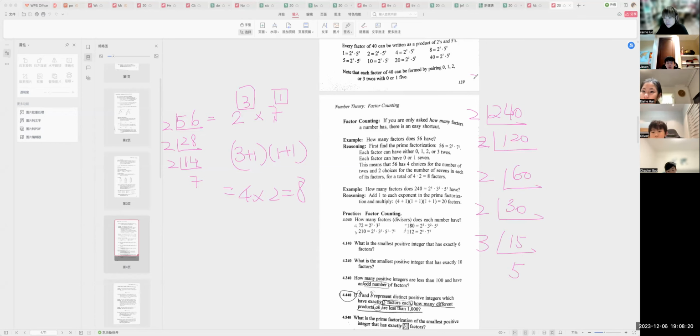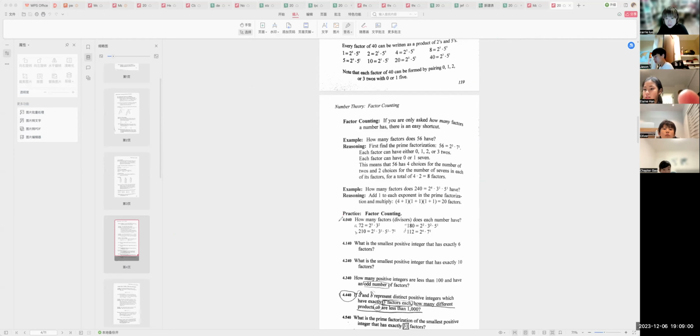Yeah, so 240 equals what? 2 to the power? 4. Chapter, do you understand? 2 to the power 4, very good. Times 3 times 5, correct? And the exponents for those are 1 and 1, right? So how many factors? 4 plus 1, times 1 plus 1, and times 1 plus 1. So the answer is 5 times 2 times 2 equals 20 factors. Understand? Okay, so if you both understand, let's do 1 and 2.